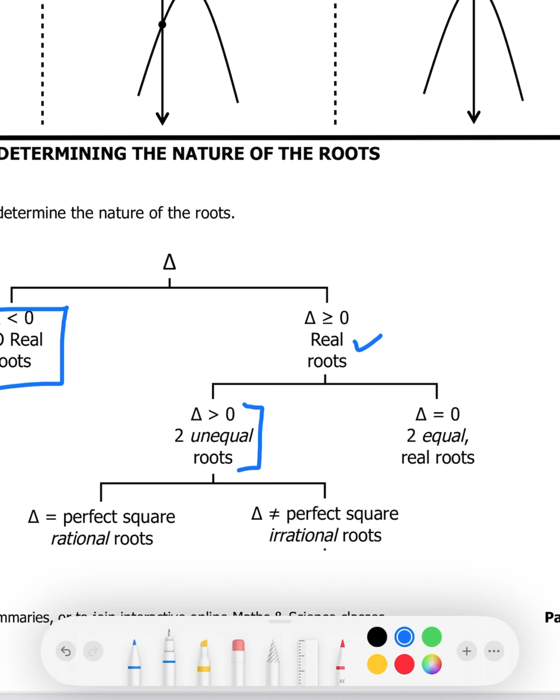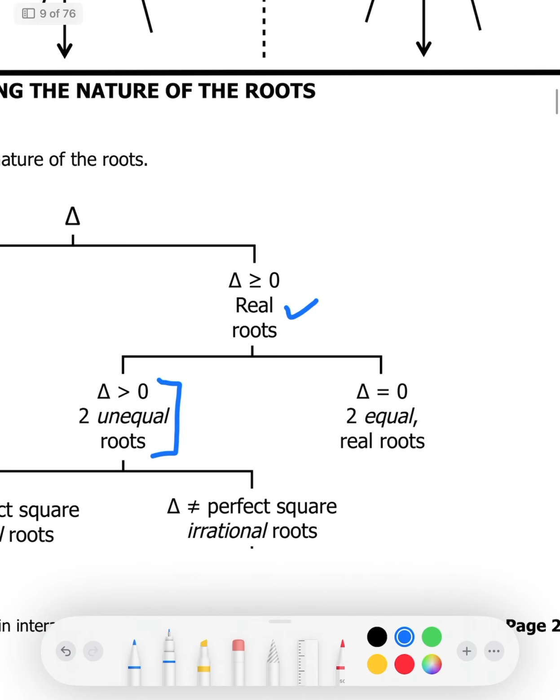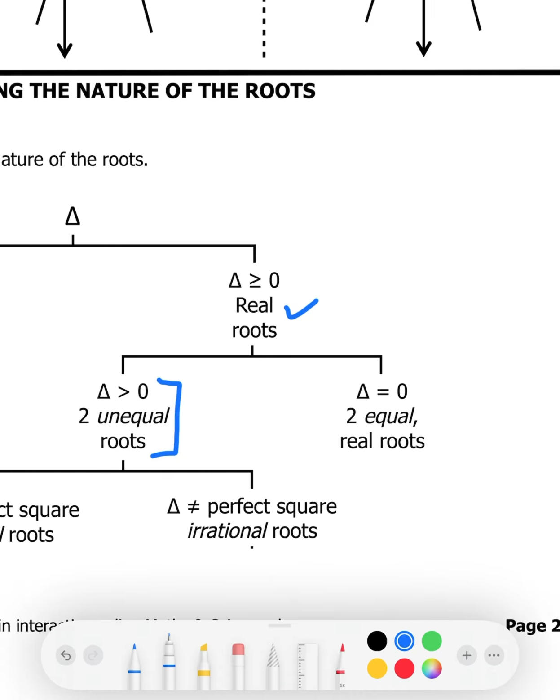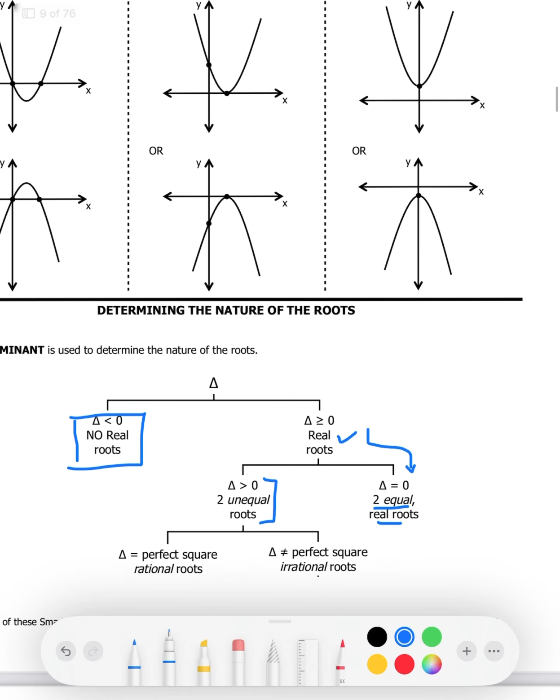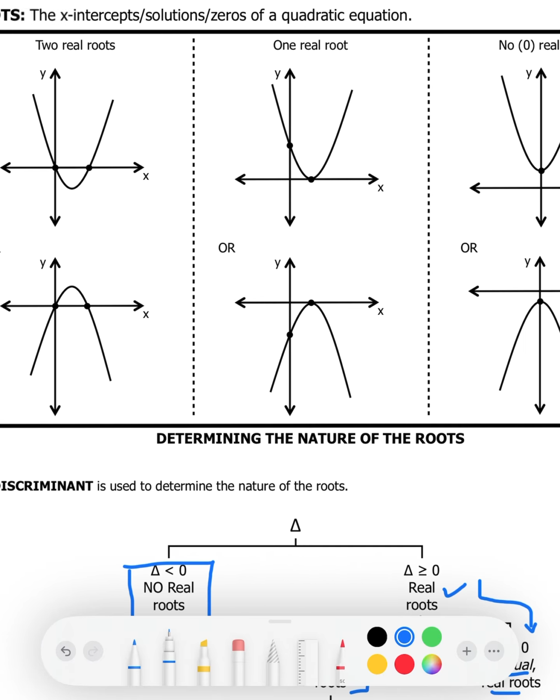These roots are real. We have already established from here that the roots are real, and then when we go down, there are 2 of them that are the same. This is the case when you have one x-intercept. It's actually 2, but in the same place. So here you touch the x-axis with the parabola at one point. You have just one root, but we say it's 2 equal real roots.